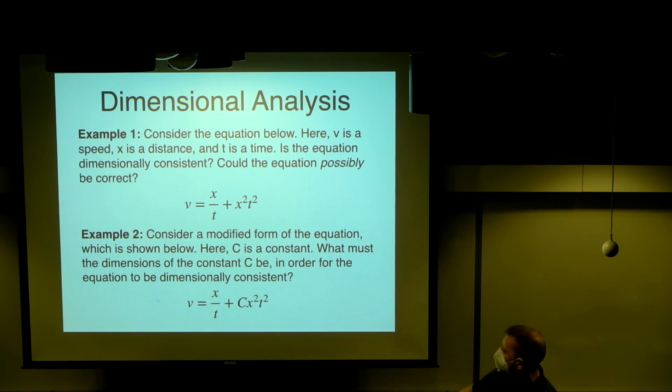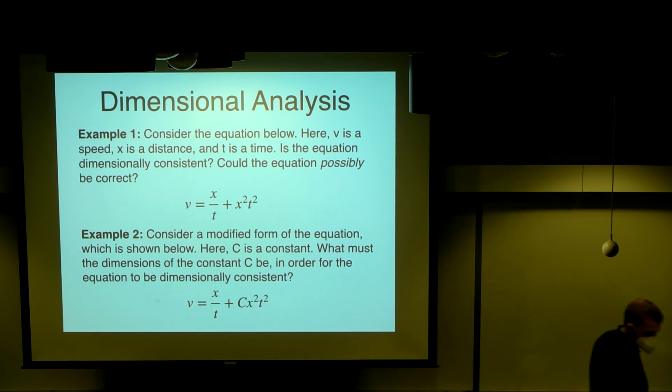And then as our second example, x is a distance, t is a time, v is a speed just like before. And then there's this constant c that we're putting into the equation. So the second question is, what would this constant c have to be? What would its dimensions have to be, in other words, for this equation to make any sense? Okay? So we'll work out these two examples and then we'll wrap it up here. So are we all clear on what the examples are? So let's go through it.